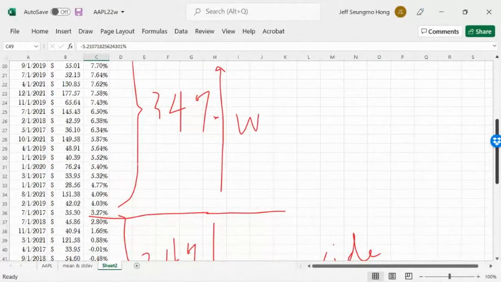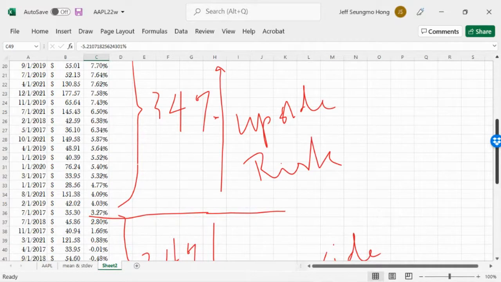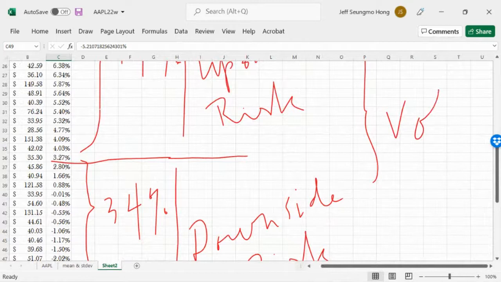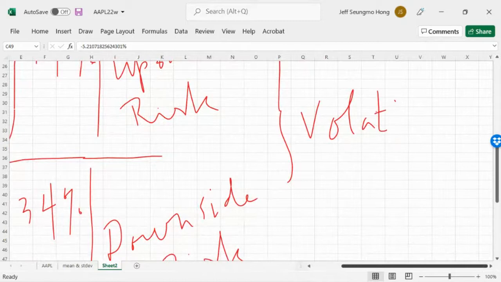But upside risk is also risk, because risk is basically the volatility. Upside or downside, volatility is the problem. Of course, without volatility, you can't win big. That's why there's a saying, the higher the risk, the higher the return. But think about it. If we can have some positive return with volatility, then that's a very good thing.